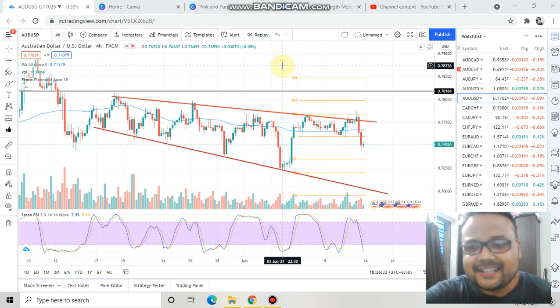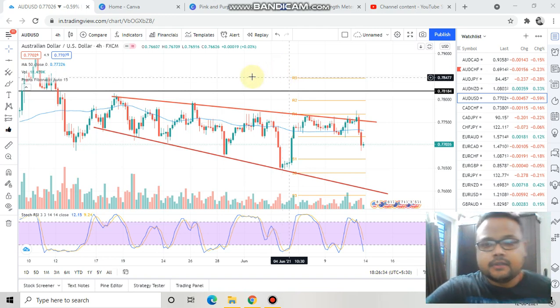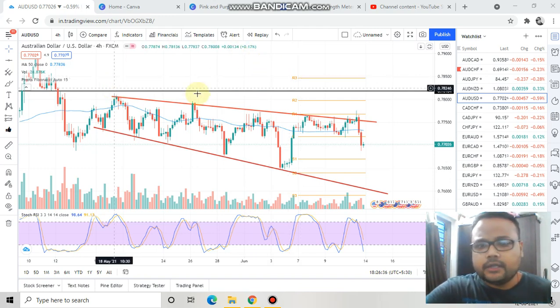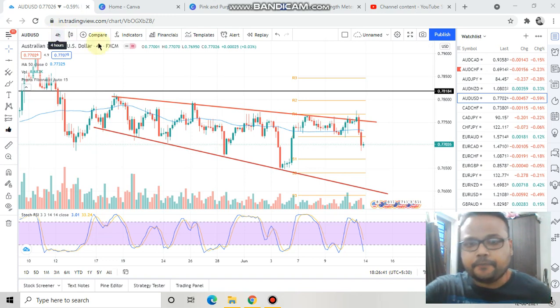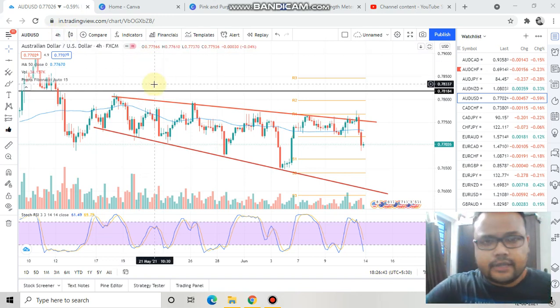So let's get started. This is the chart of AUD USD, Australian dollar US dollar, and as you can see, I'm in the 4 hours time frame, my favorite 4 hours time frame. So let's do the analysis first.